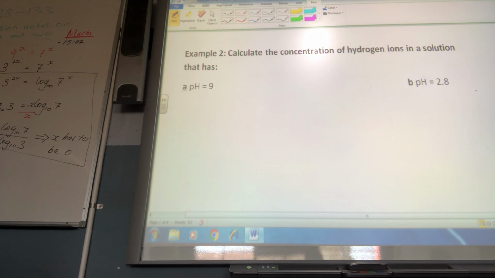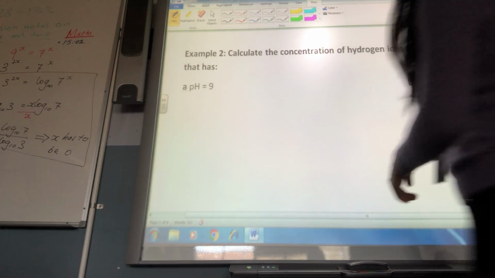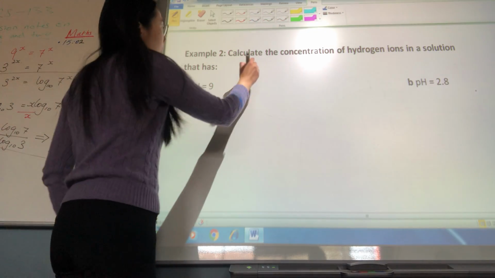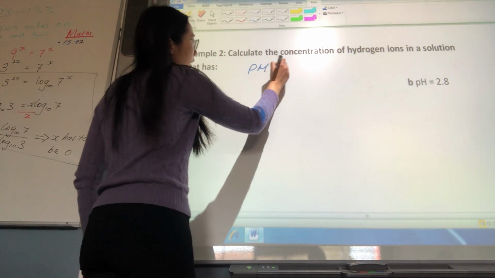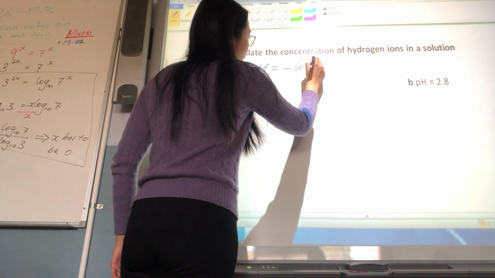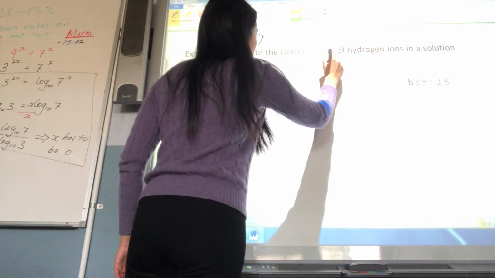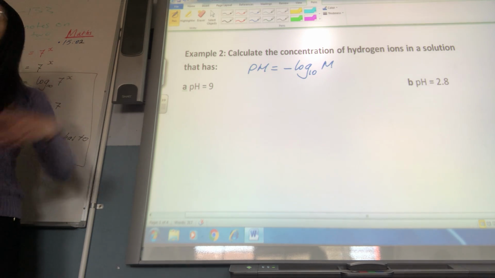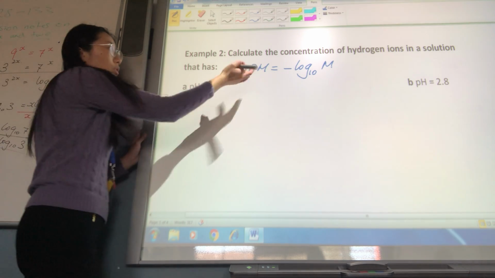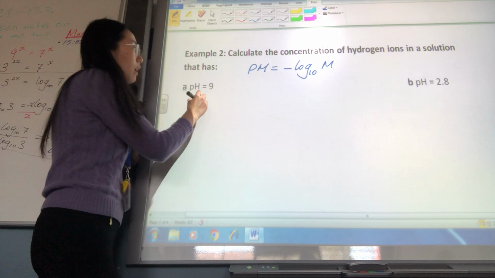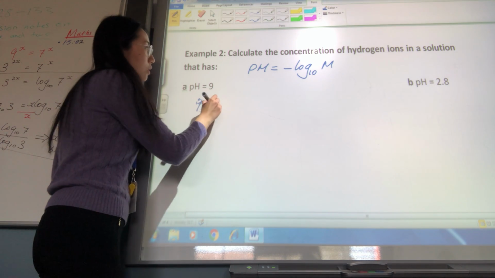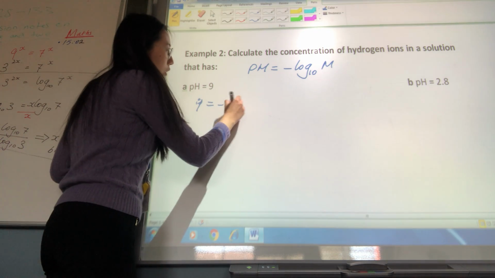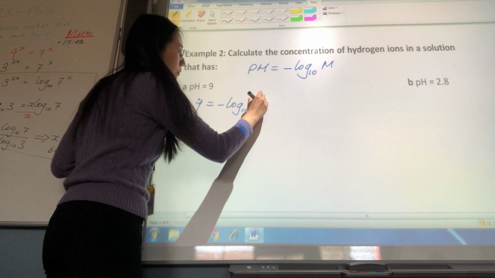So we're using the same formula because we're looking at the acidity of a solution, right? So negative log 10 of n. Now you're given the pH value. You just have to substitute it into the left-hand side instead of the right-hand side, right? So 9 is equal to negative log 10 of n.